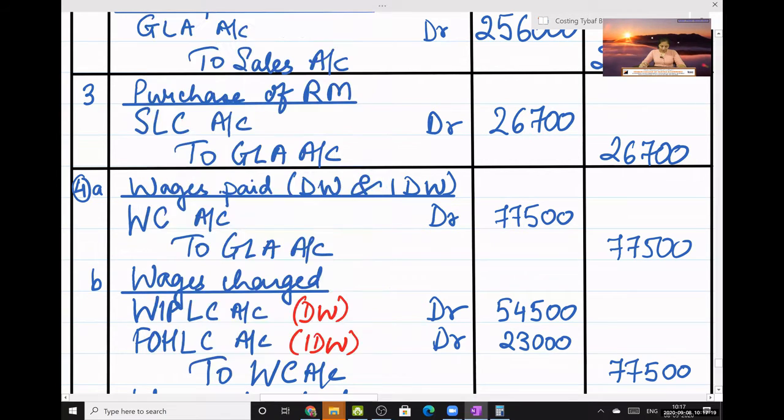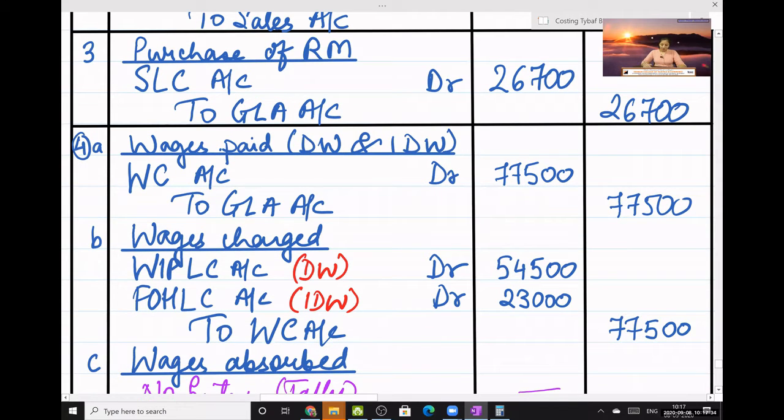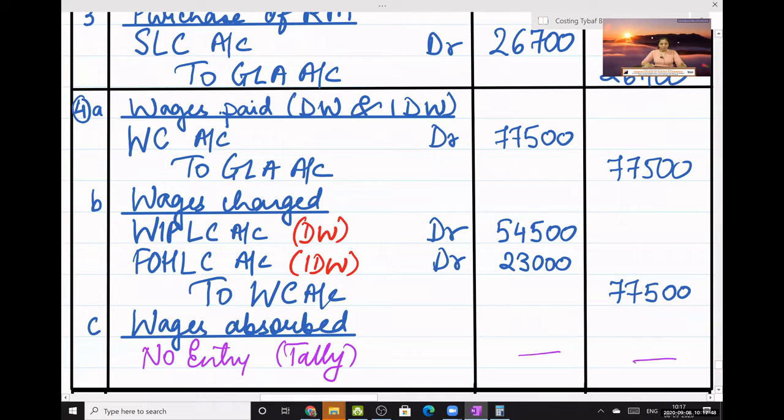Okay? The question has not said how much to charge, so I have always been telling you, in absence of information, assume whatever is paid is fully charged. Okay, that is what I have assumed. Factory overheads was 23,000, so I have fully charged 23,000. Same way, direct wages was 54,500, so I have assumed 100% charge, 54,500. Absorption entry you will get from the ledger, obviously. So for now I will delete this.